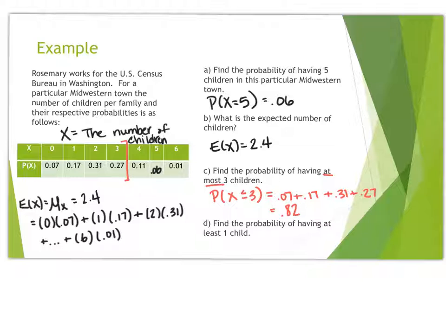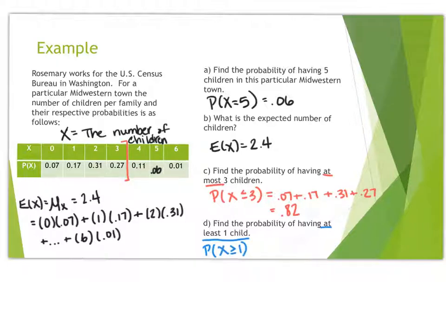Now, the last question says to find the probability of having at least one child. So when we talk about at least, remember we talked about at least a while ago. At least means X is greater than or equal to 1.